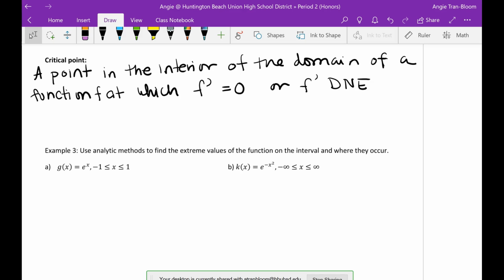Can you help me, Miss Isabel Tran, read the instruction to example 3?